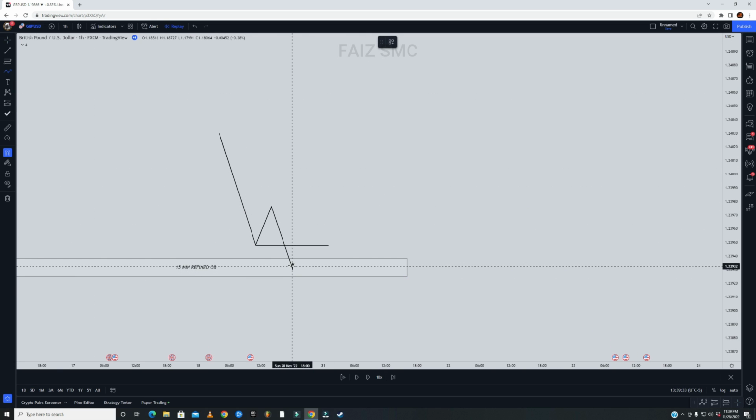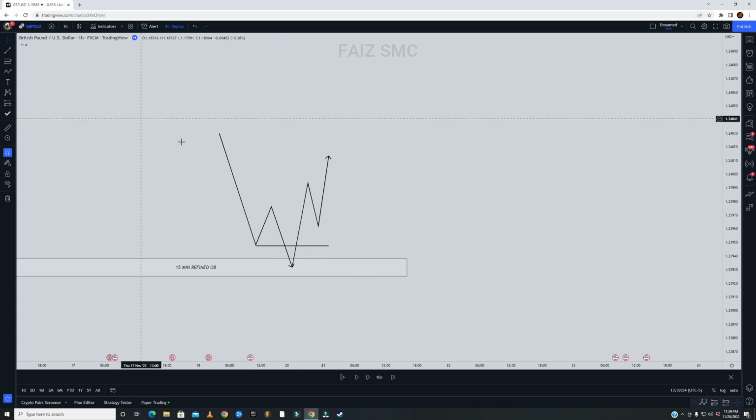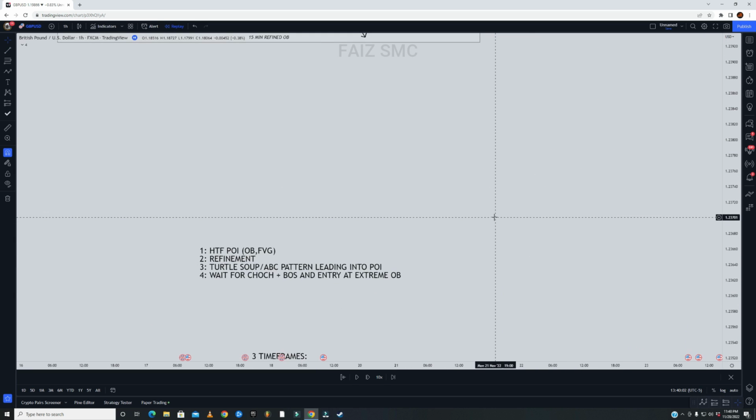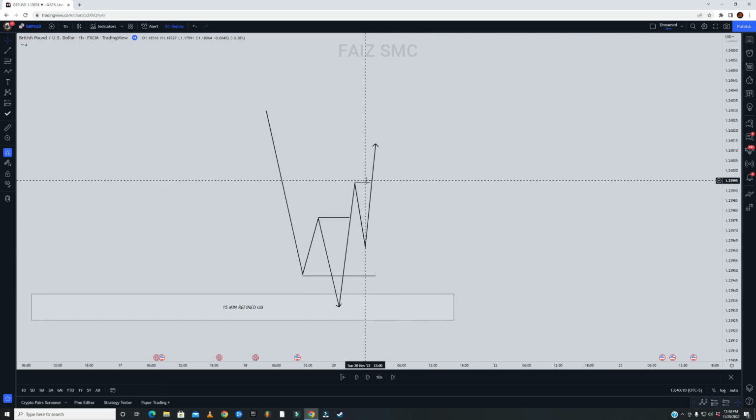After that, you want to wait for market structure shift or change of character, right? And you want to see price retrace, not that lower. It should not refill this fair value gap below here, which would be here. It should create another higher high, or you could say break of structure, right? So we have market structure shift here, and we also have break of structure. So now we have some of the rules met. We have turtle soup ABC pattern leading into POI, and now we have a change of character and break of structure, right? So now once we have that, let me mark these out first, guys.